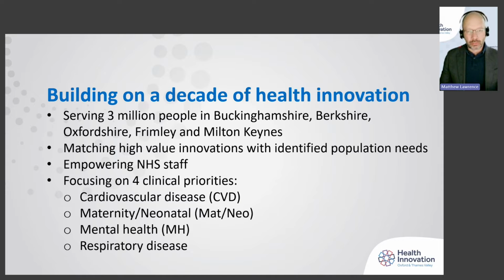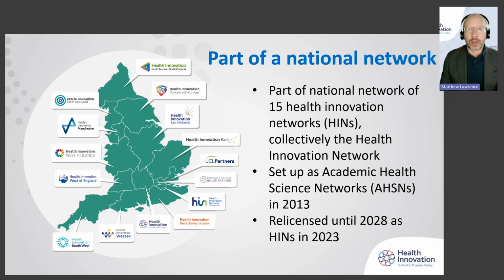We serve a population of about 3 million people in Buckinghamshire, Berkshire, Oxfordshire, the Frimley health area, and Milton Keynes. We try to match innovations with identified population needs. We have mainly 4 clinical priorities, although we work in other areas as well: cardiovascular disease, maternity and neonatal, mental health, and respiratory disease. And we're part of a national network.